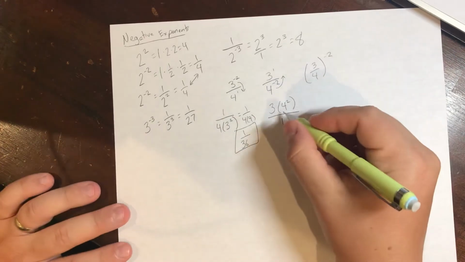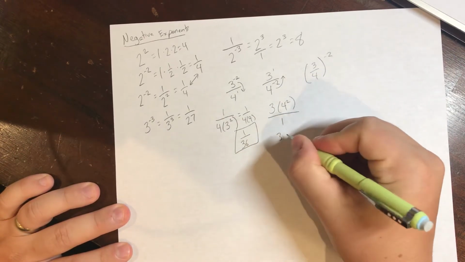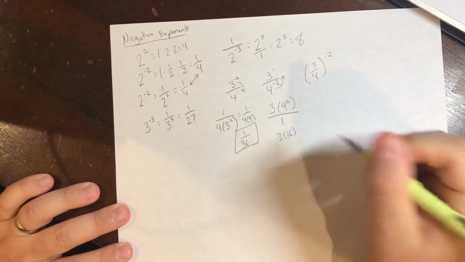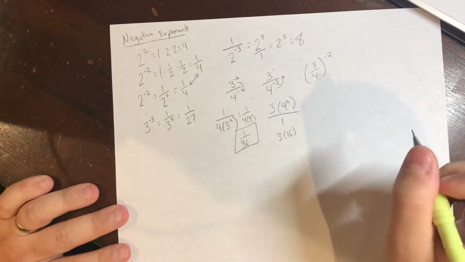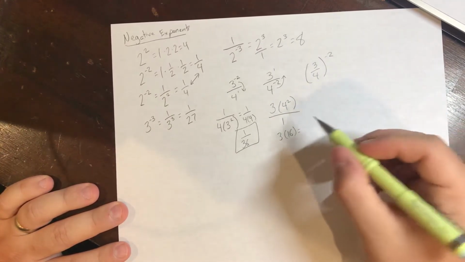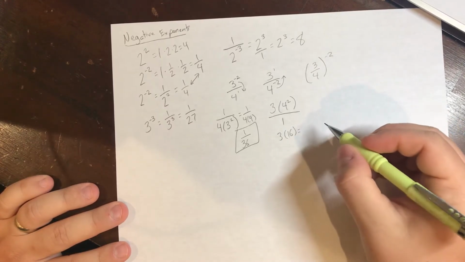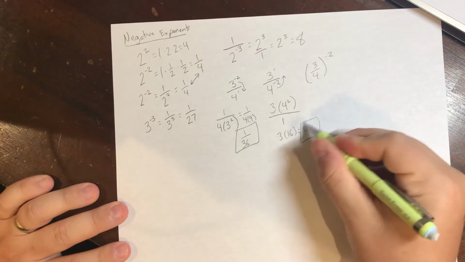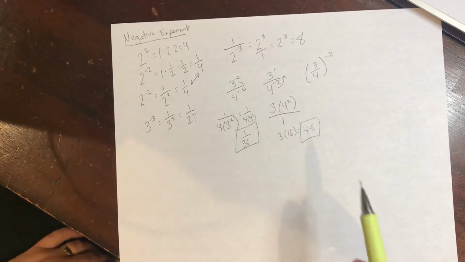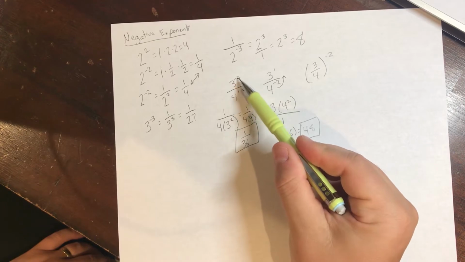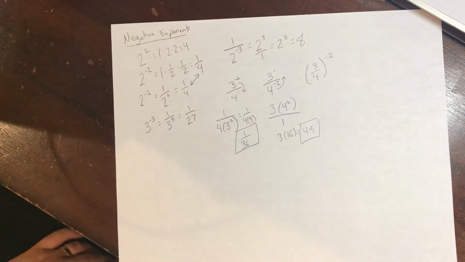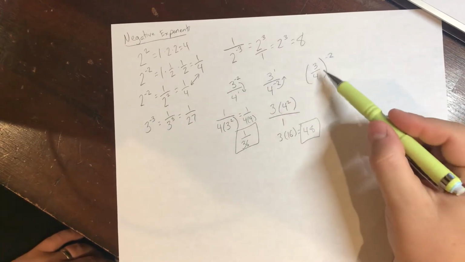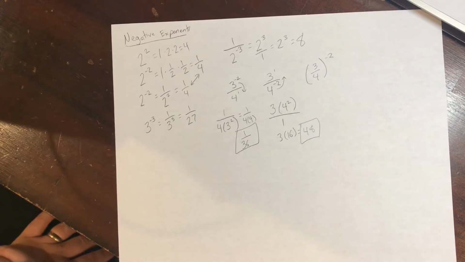So then this becomes 3 times 16. And since we're over 1, we can just get rid of that 1. Just ignore it. And then 3 times 16, 3 times 6 is 18, carry the 1, that should be 48. So you see, we need to make sure we understand that negative 2 goes to that 3, and that negative 2 goes to that 4.